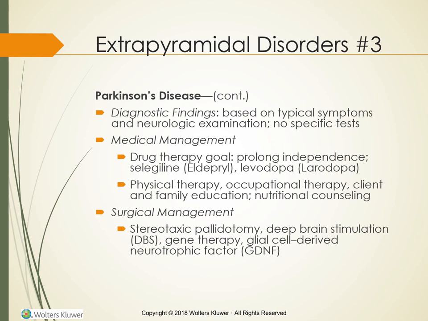DBS involves the implantation of a neurostimulator that works like a pacemaker for the brain. The neurostimulator sends electrical impulses from a battery implanted under the skin near the clavicle to the globus pallidus, thalamus, or subthalamic nucleus. The electrical stimulus blocks abnormal nerve signals that cause the Parkinsonian tremor. DBS eliminates the tremor in approximately 65% of people who have an implanted stimulator.